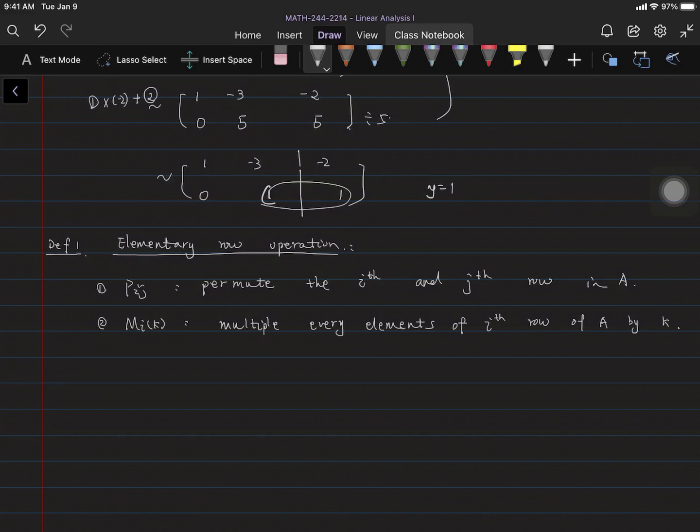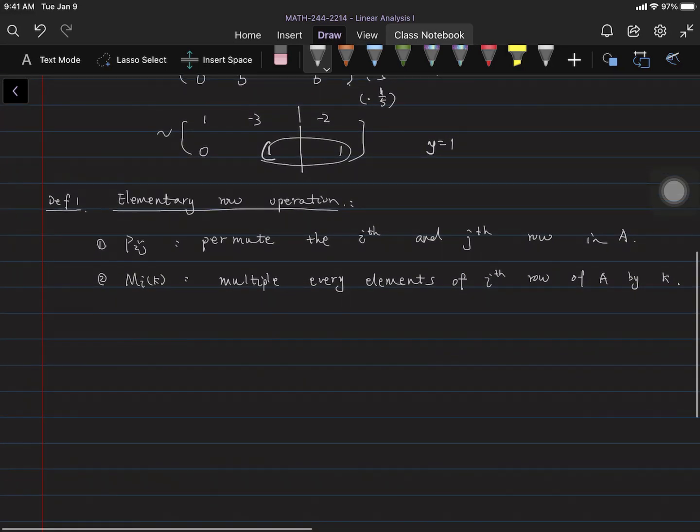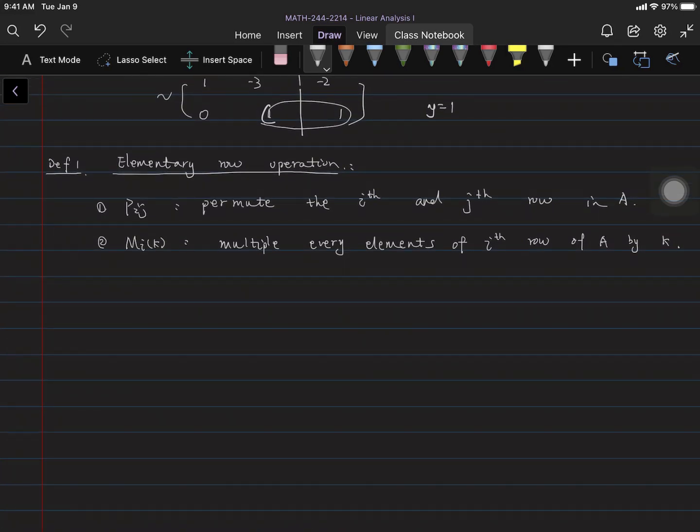This is like in our example 2, for the second row, we divided the whole row by 5, right? So we can also think of it as the whole row times 1/5. Same thing, okay? So usually, we just multiply the whole row by a number. It's called MIK. And the last row operation, so we have 3 row operations. The last one, the notation is AIJK. So what's the meaning?